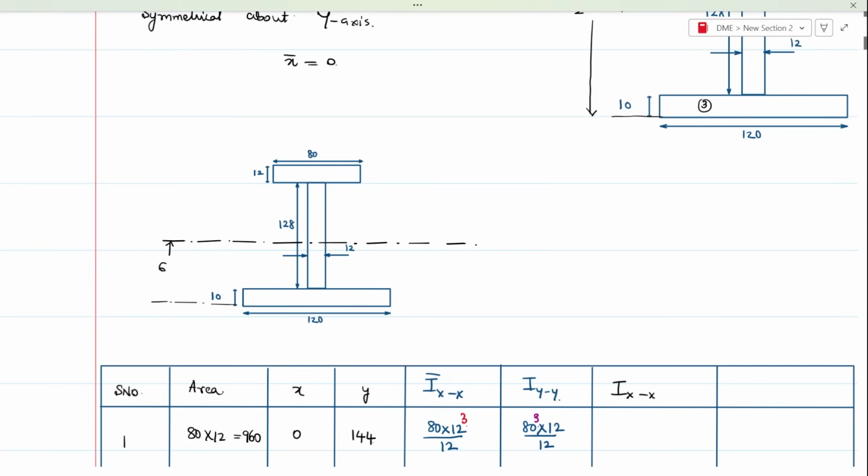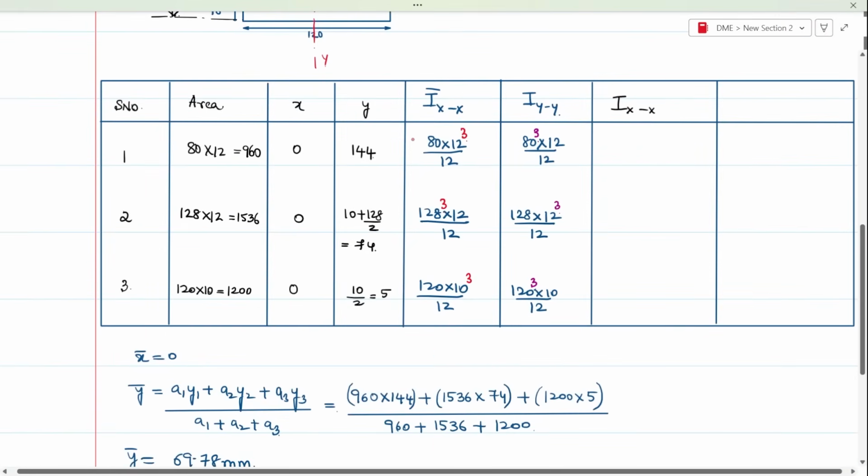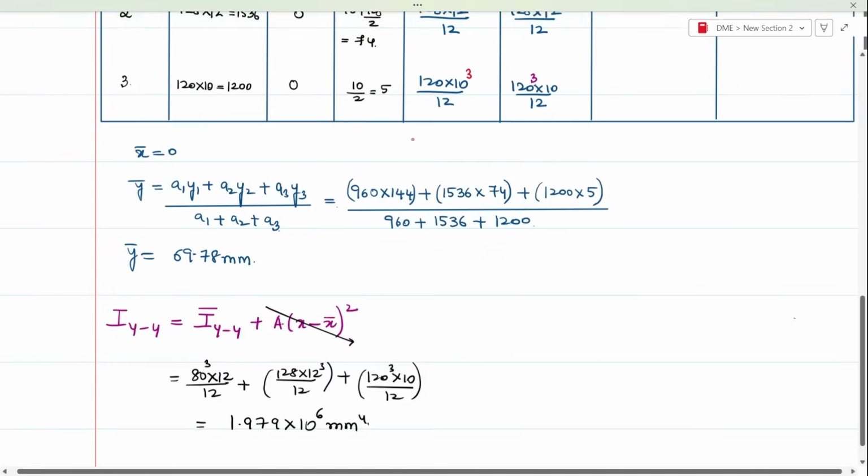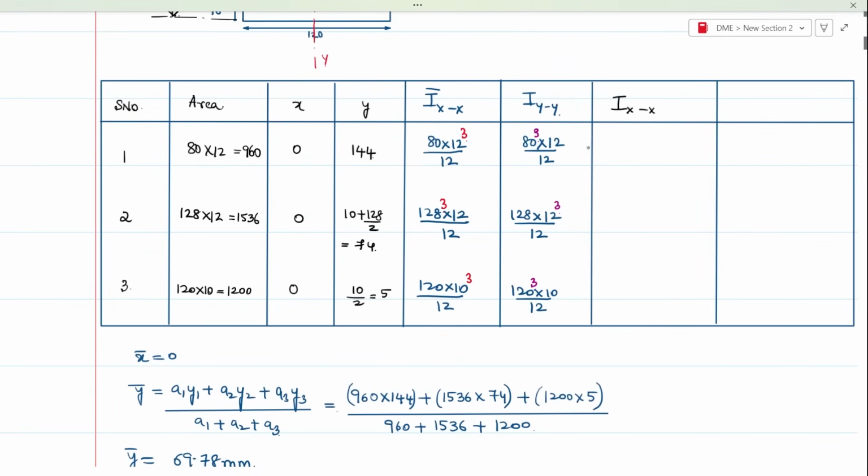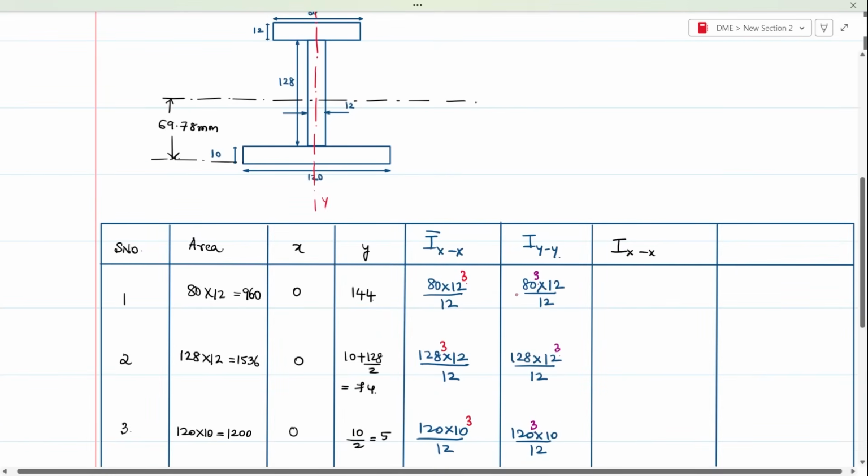So this is 69.78 mm, and the y-axis is exactly passing through the I center. This is the centroidal y-axis for the entire I-section. Now, for this Ixx, that is the centroidal axis part of the entire I-section, that I need to calculate.